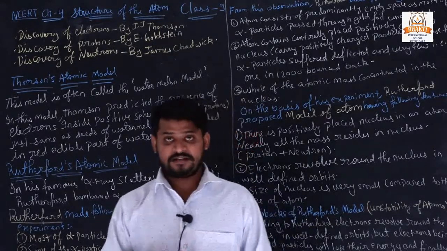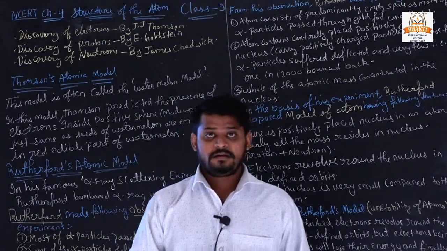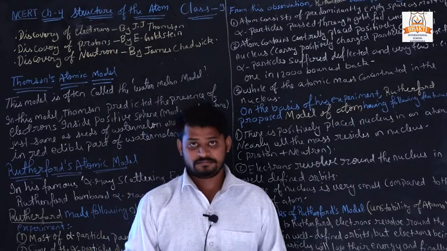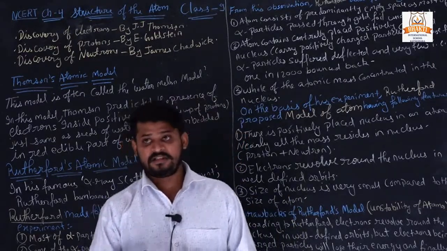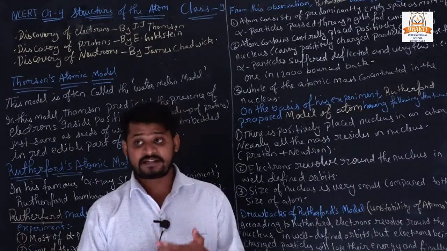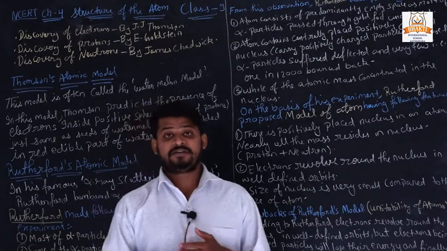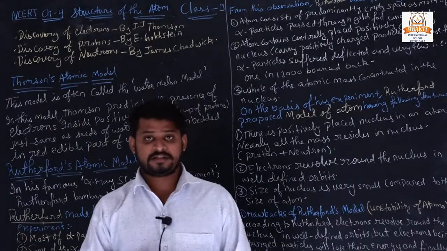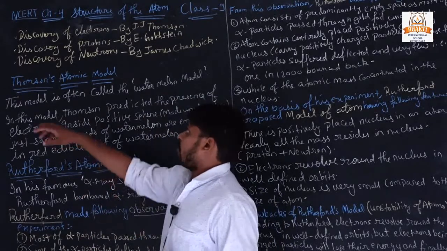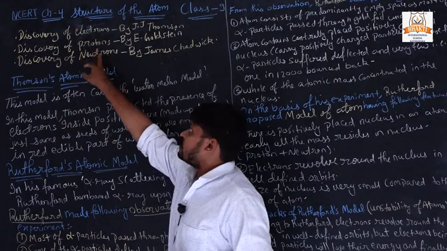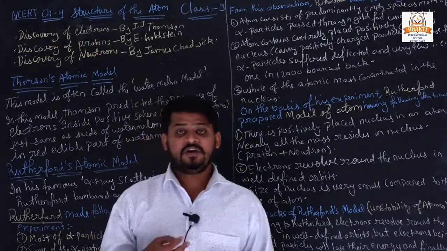First, what is an atom? We all know an atom is the smallest particle of matter. So we are going to study the subatomic particles of atoms in this chapter, how they were discovered and who discovered the subparticles of atoms. The subparticles of atoms are electrons, protons and neutrons. These are the three subparticles of atoms.